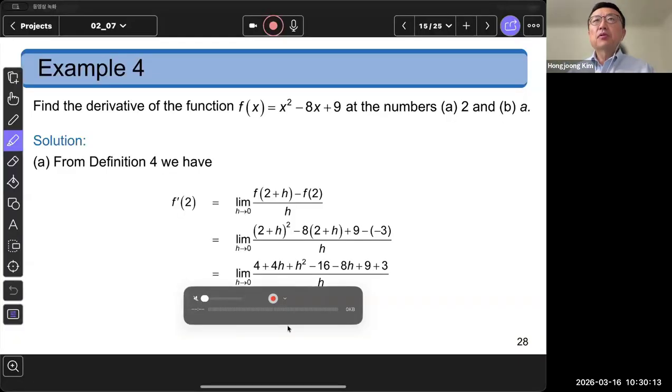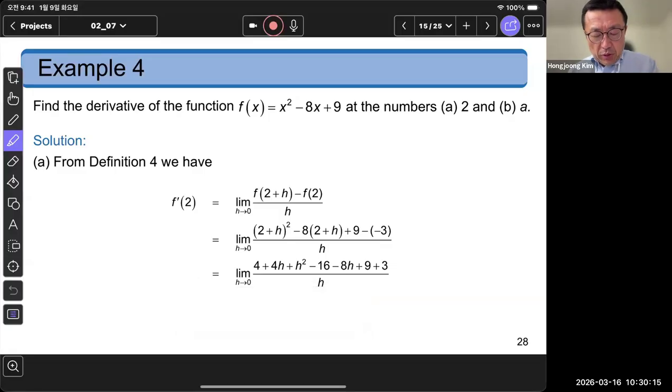Okay, welcome to the second part of the calculus class, and let's start with example 4. Okay, so here is example 4. The problem is to find the derivative of a function f at some point, say 2, or some arbitrary point a.